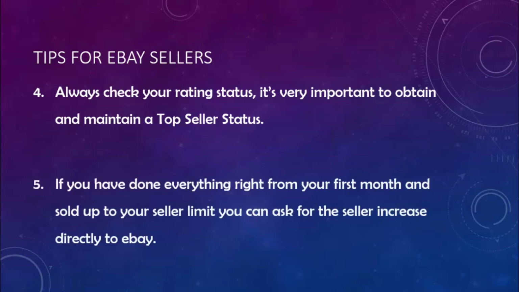If you have done everything right from your first month and sold up to your seller limit, so you have passed that 500 turnover point, you can ask for the seller increase directly from eBay. You can even call them. You can tell them, look, I have passed my limits. I'm okay with all the orders. Can you please check and increase my limits, because I want to add new products and sell more? It's also in their interest for their sellers to be able to sell more, because that's how they earn money, from the fees that they get on the listings and on the product sales.